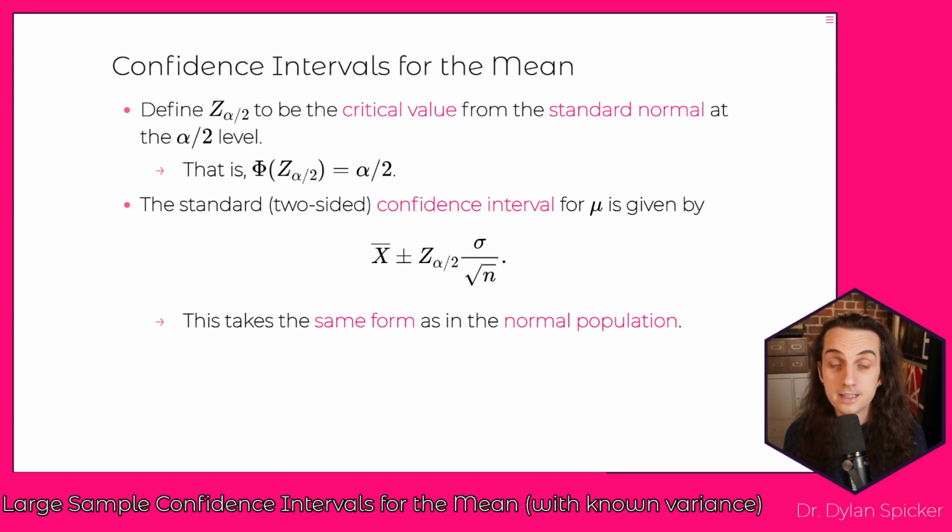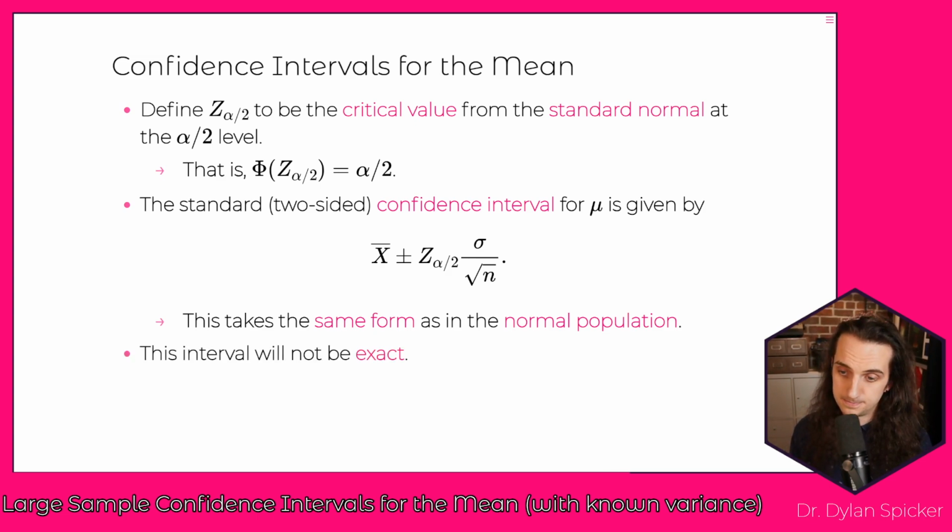So it takes the exact same form as what we would see if we had a normal population to begin with. What this is suggesting to us is that the assumption of normality is actually not that important of an assumption. We can use the exact same confidence interval even if normality is not properly assumed, again, as long as our sample size is large enough.